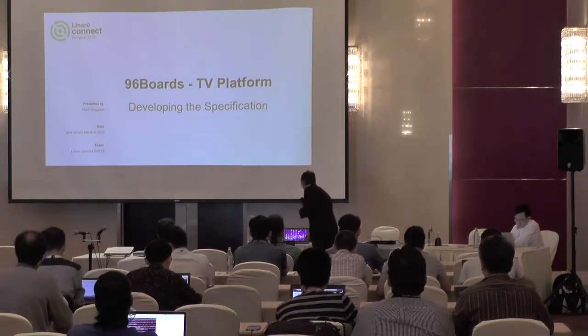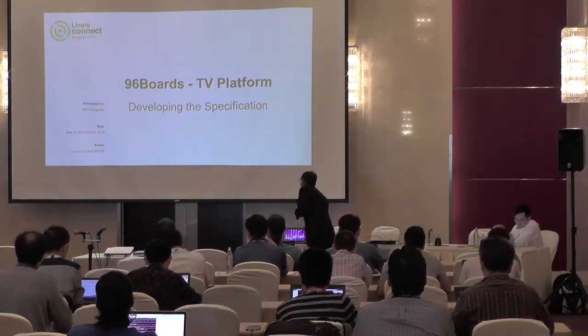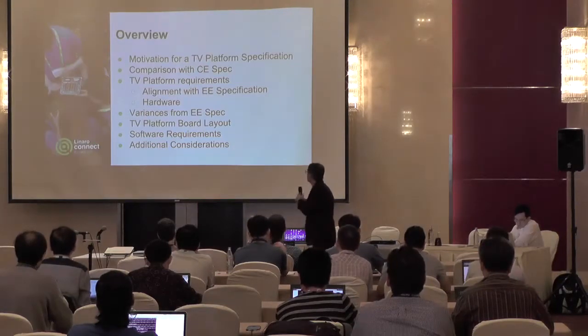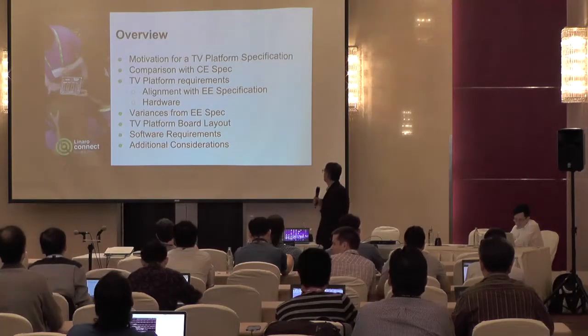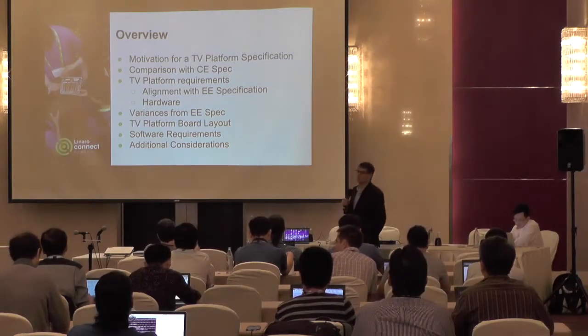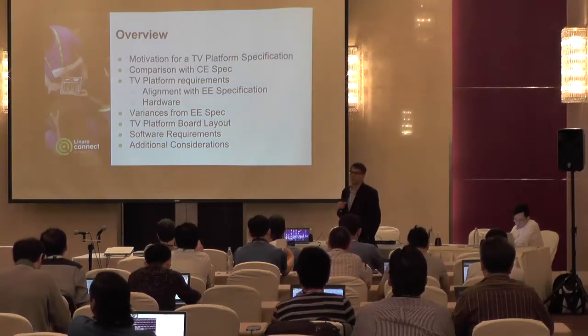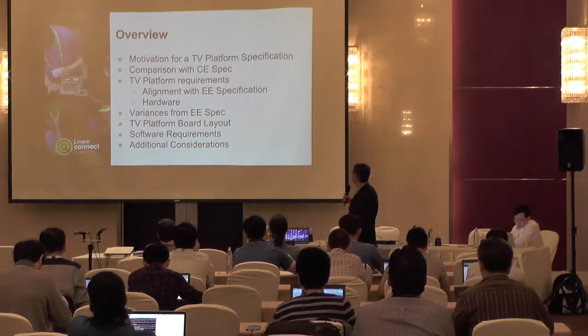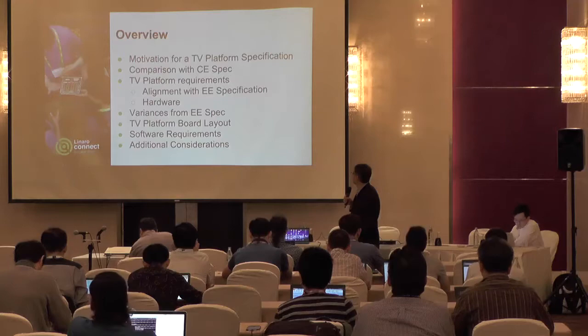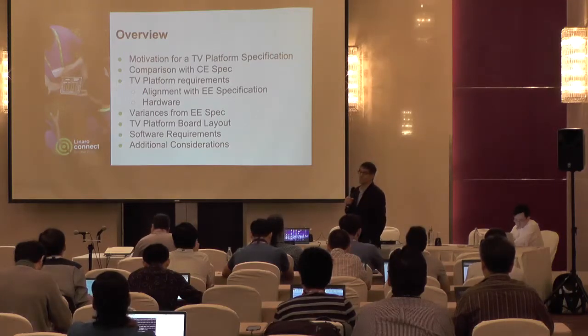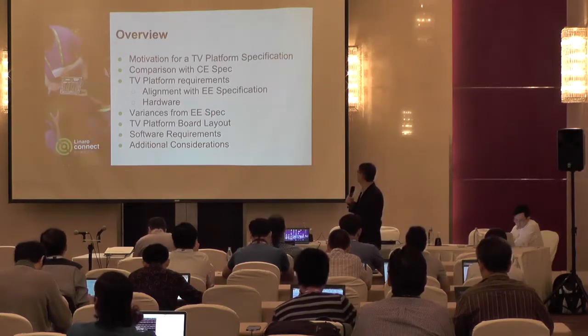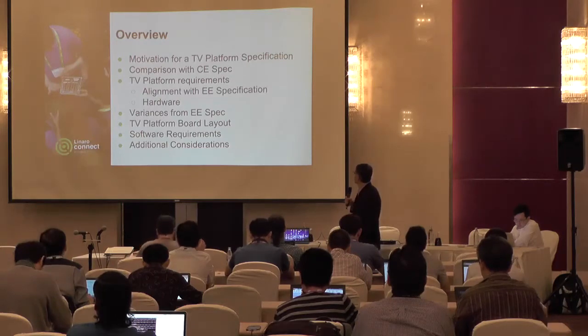So we'll start with, first of all, an overview. Why do we feel that we needed a TV platform specification? We already had two enterprise specifications. Why did we think we needed to do something different? How did the requirements we came up with compare with the consumer electronics specification board?